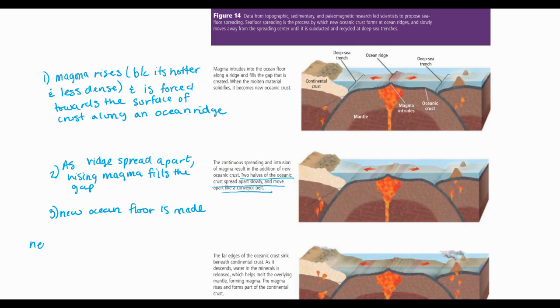So once again, we see our new crust made at ridges, our older crust is subducted, that's the fancy terminology, and recycled at trenches.